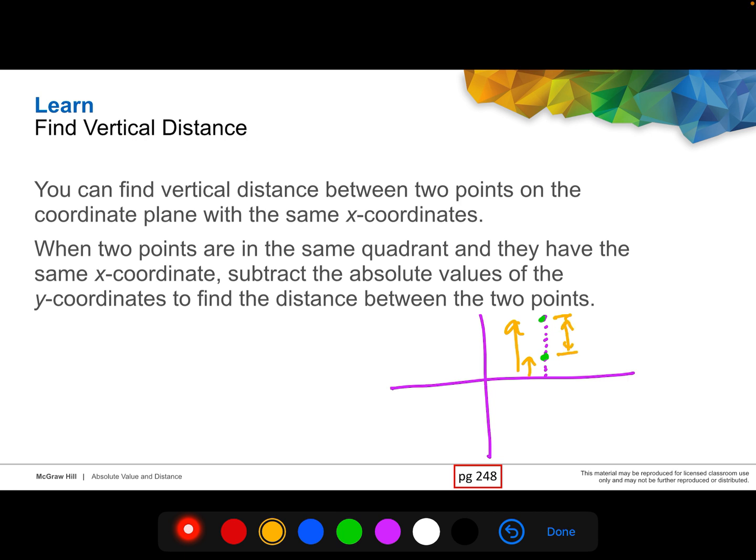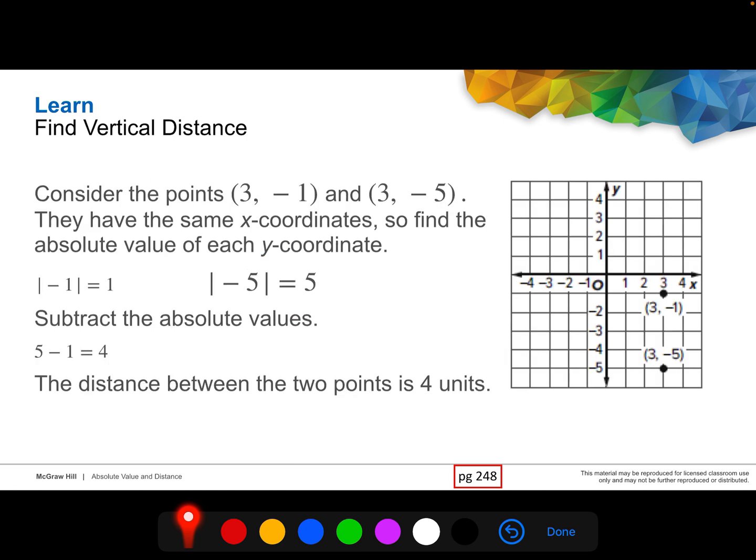Okay. Now, just like this says, when 2 points are in the same quadrant, just like we did for the x, and they have the same x coordinate, subtract the absolute values of the y coordinates to find the distance. So if my 2 points are 3, negative 1 and 3, negative 5, they have the same x coordinate which is 3. The absolute values of the y coordinates are 1 and 5. So we subtract the 2 to give us the distance of 4. That's 1 unit, 2, 3 and 4 units.